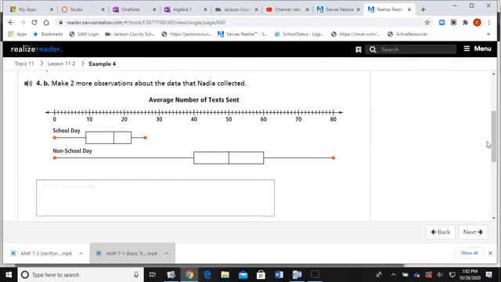Okay. It says make 2 more observations about the data that Nadia collected. So what else could we say? Nobody texted over... How about here on school day? On school day, 50% of them send from what to what? Texts. Not 0. That's not 10. 9 to 22. So 50% of them send between 9 to 22 texts during school.